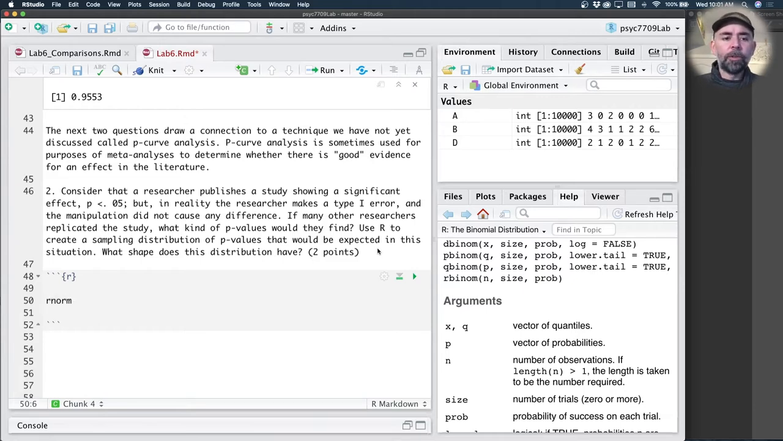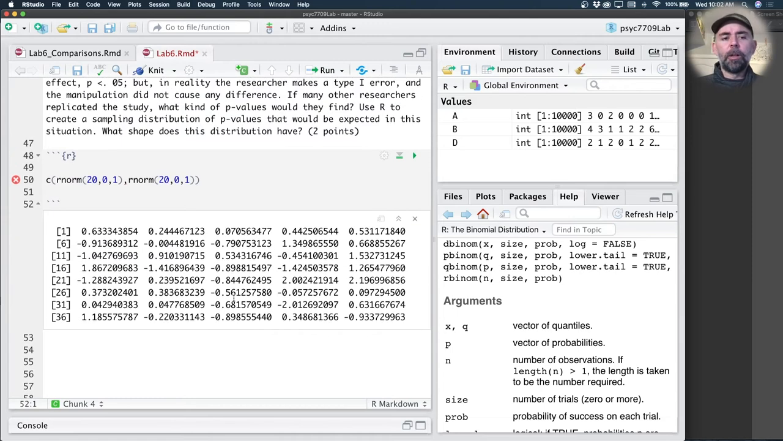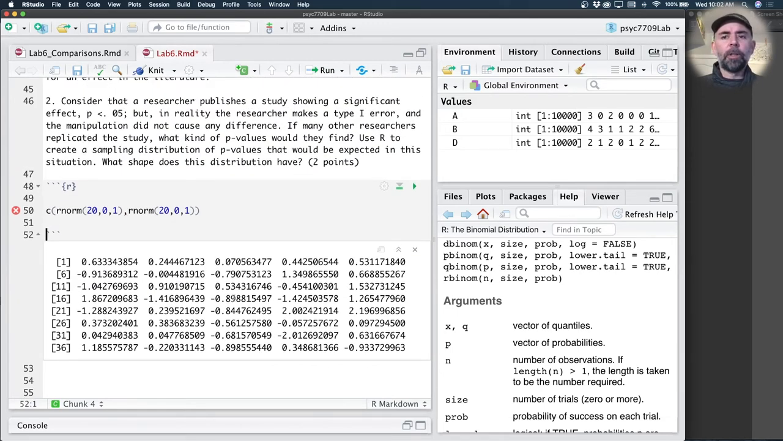I'm going to make a normal distribution, and I'm going to sample, let's say, 20 numbers. I don't think it really matters here. 20 numbers from a normal distribution. Okay, now I'm thinking I'm going to have two groups, so I'm going to sample another 20 numbers. Let's put this in a vector. Does this make sense? Let's see. We could work with this.